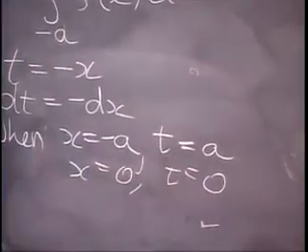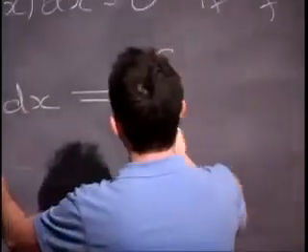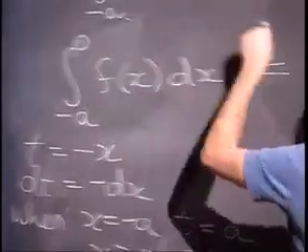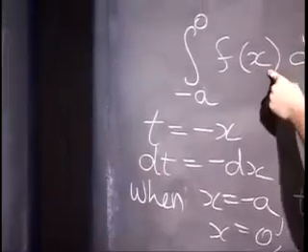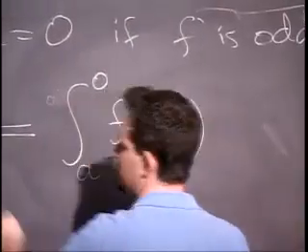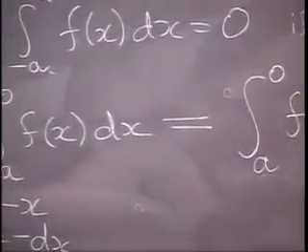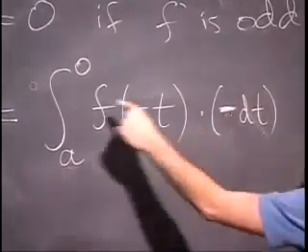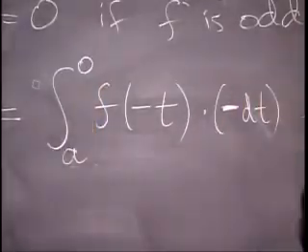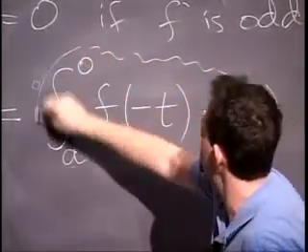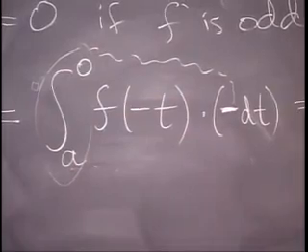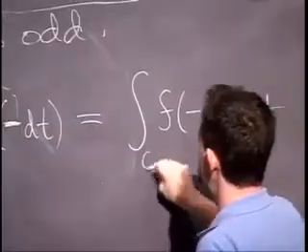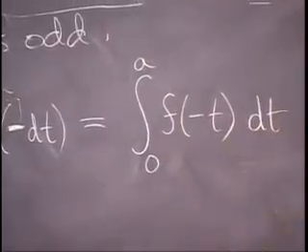So according to the whole prescription, I'm going to change everything to t-land. x is minus a, t becomes a. x is 0, t becomes 0. f of x is the same as f of minus t, because x is minus t, and dx is minus dt. So I've got a minus here. Of course, a minus allows us to switch the bounds on the integral. So I take this minus and magically flip them around. And I get the integral of f of minus t dt from 0 to a.